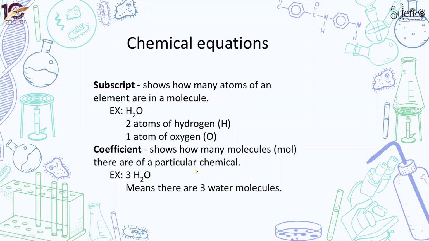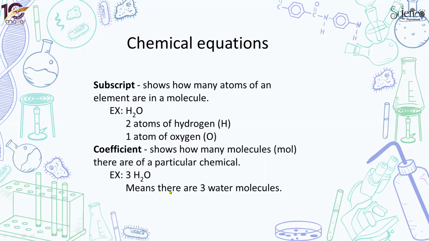Now, a coefficient is the number written in front of the atom, the element, molecule, or compound, okay? So the number written in front of it shows the number of molecules. Like for example here, you have 3 H2O. It means we have 3 molecules of water, okay?